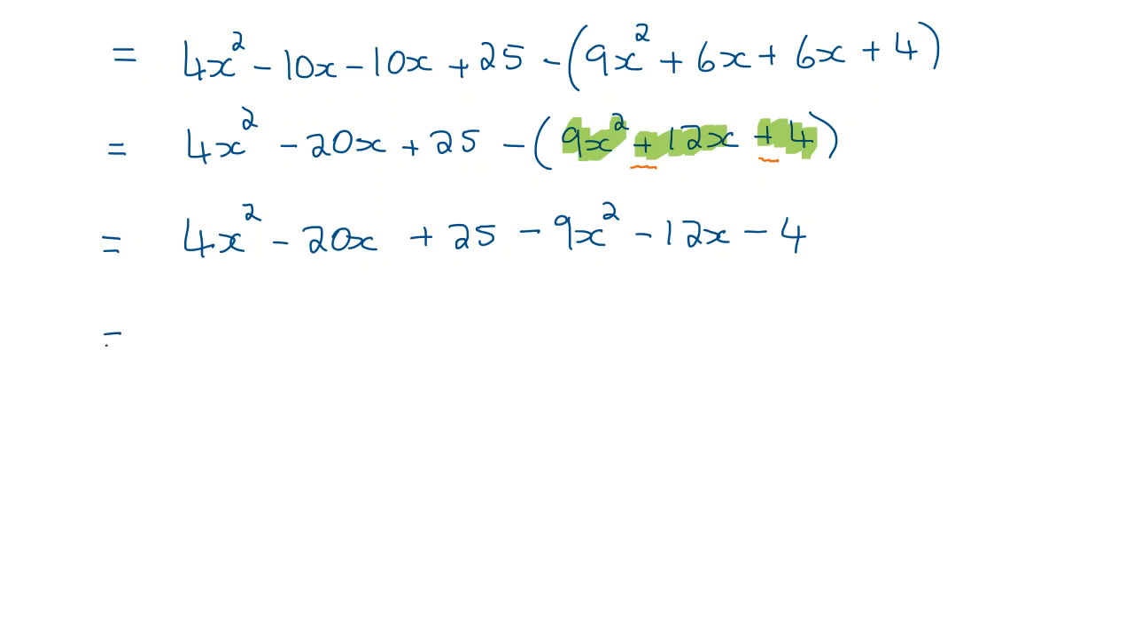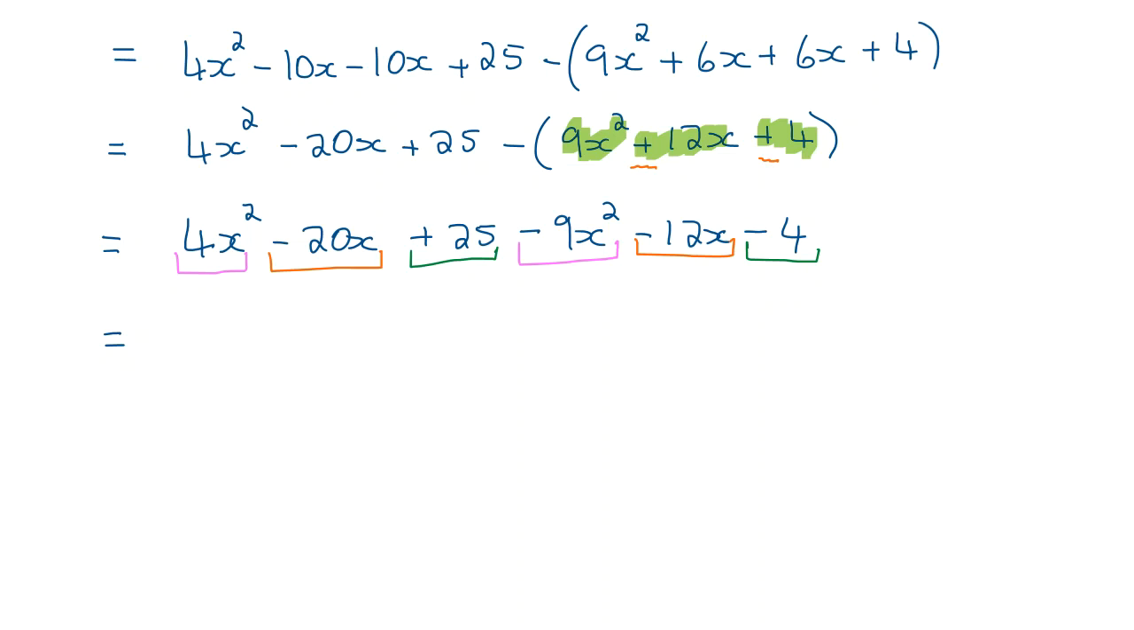And now, only now, can we actually simplify everything by collecting up the like terms. You can see we've got 4x squared, and there's a minus 9x squared. Notice the minus belongs to the 9x squared, so we can combine them together. We've got some x terms. There's negative 20x and negative 12x, so those two negatives will make an even greater negative x value. And then we have also got, what colours do we have left? We've got a positive 25 and a negative 4, those are the number terms. So a bit of collecting needed to be done now.